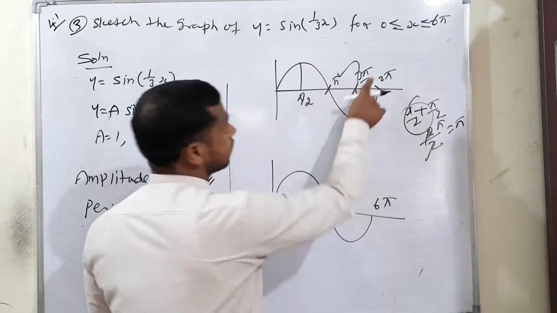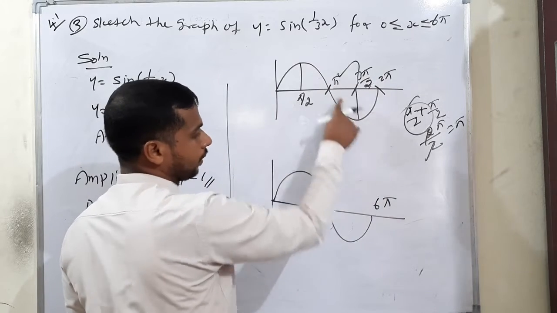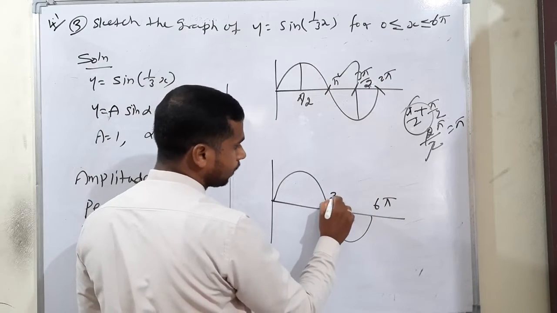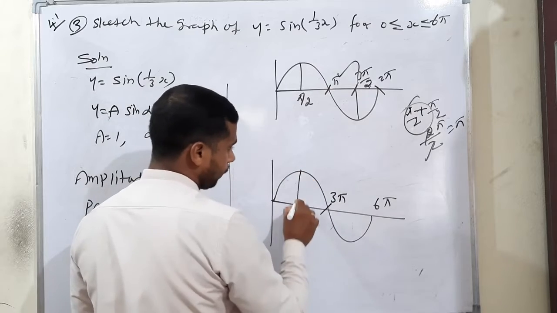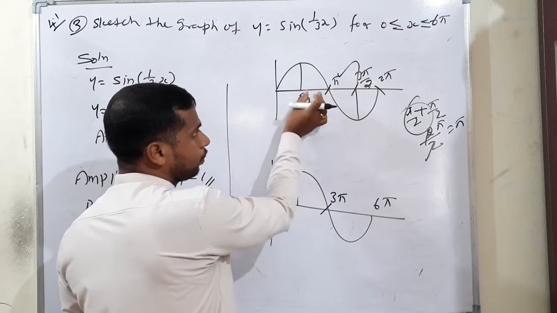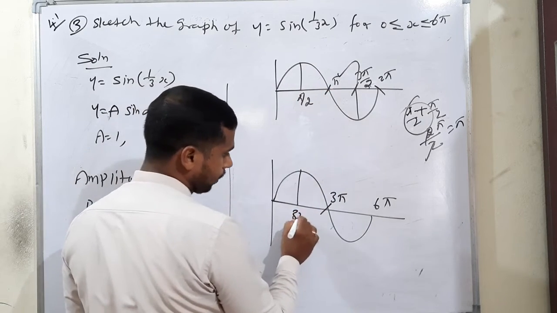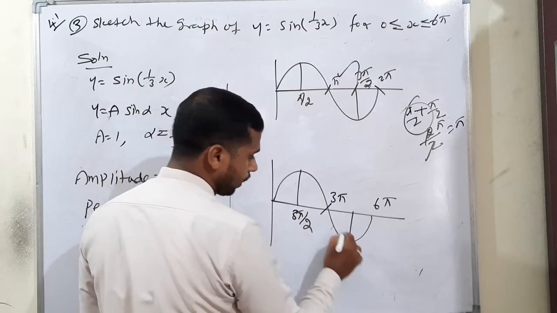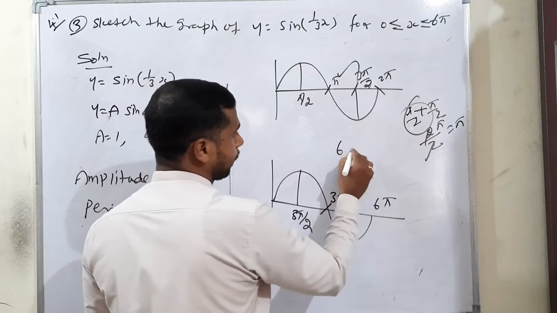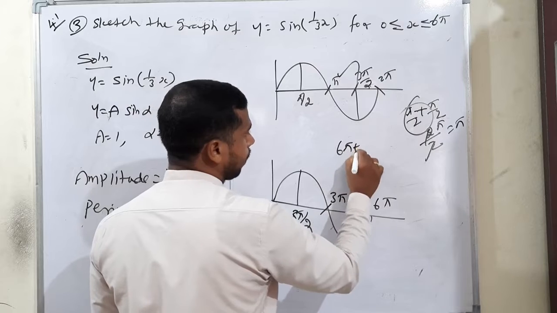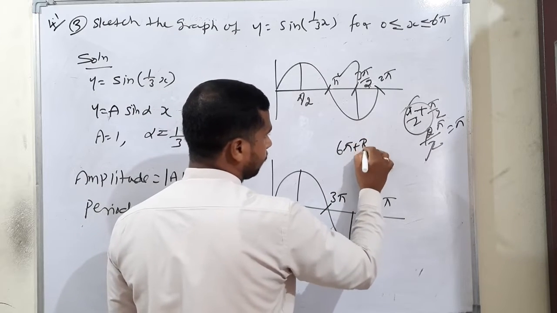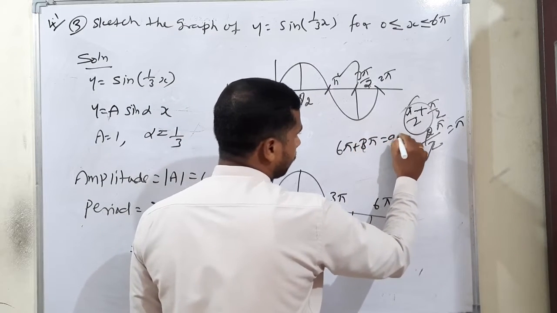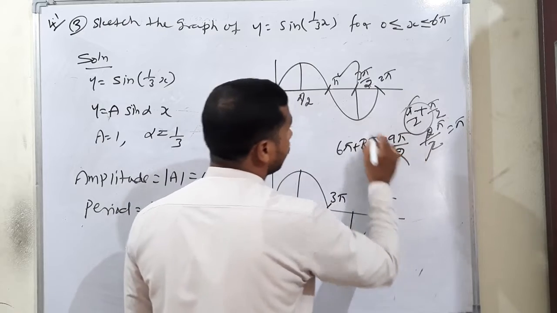Half of 6 pi, we can write it as 3 pi. So definitely half of pi by 2 is each and every interval. So here we can write 3 pi by 2, as well as here 3 pi plus 6 pi. So what is the answer for 6 pi plus 3 pi? The value will be 9 pi, therefore 9 pi by 2 will come, isn't it?